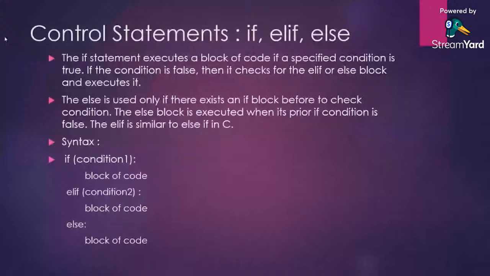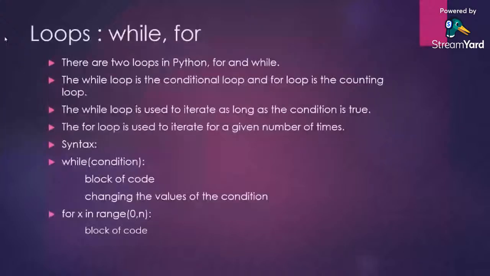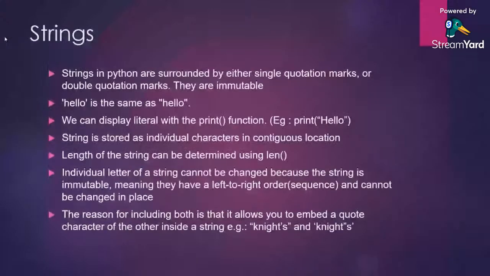And just moving on, we saw the loops. There are two types of loops, while and for. We will see in detail how the for loop is used with strings and lists in today's class. And we saw string handling, how strings are handled in Python. This is something very basic.